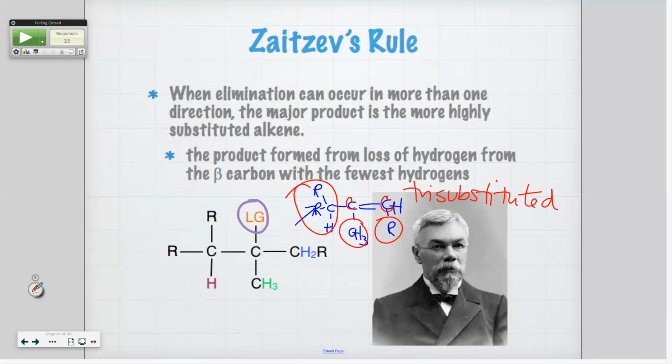Okay, if we do the green, that means we're going to lose the leaving group and one of these hydrogens, and we're going to make a double bond there. So what will we get from the green? We'll get R, I'm going to write R2.